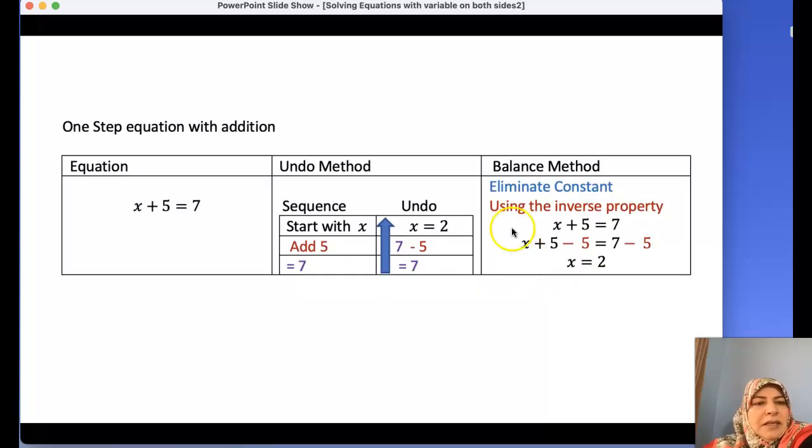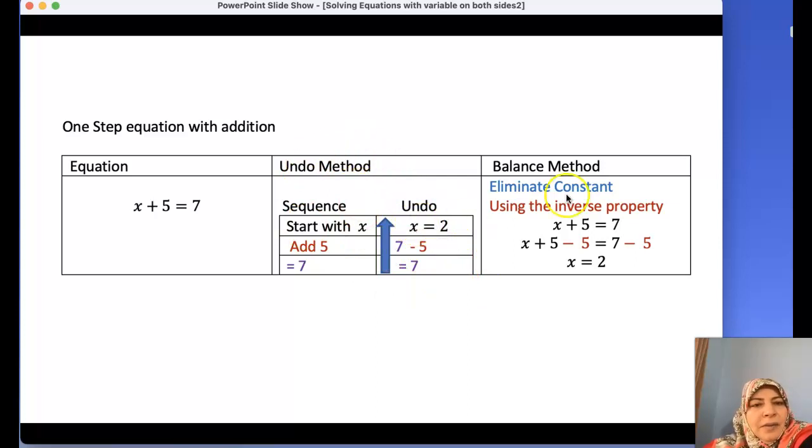So here is an example. x plus 5 equals 7. How did you used to solve it? You say I start with x, I add 5, the answer is 7, and then you do the undo. So I go from 7, and instead of adding 5, you subtract the 5, which is just the inverse property of addition. 7 minus 5 is 2. This is how we used to do it.